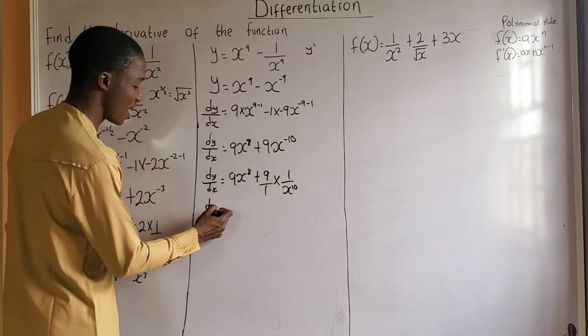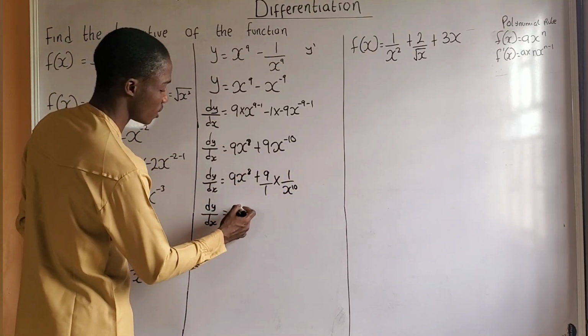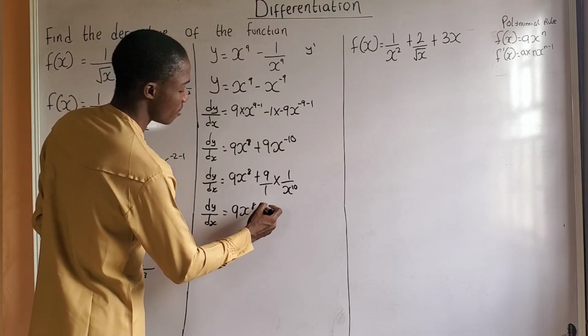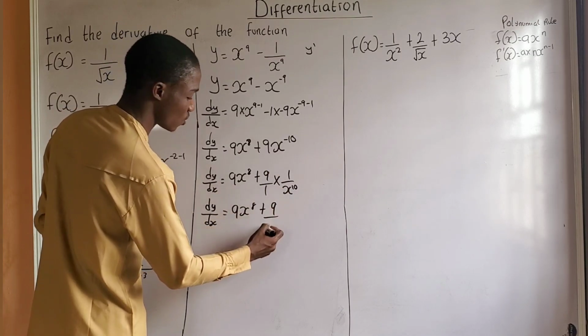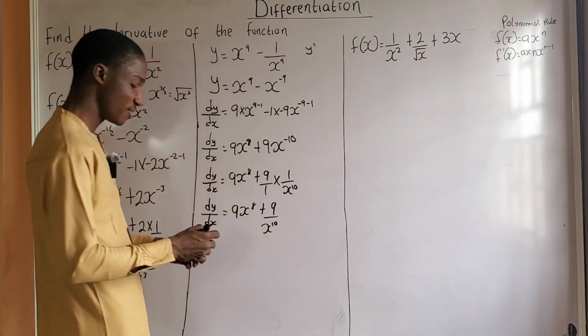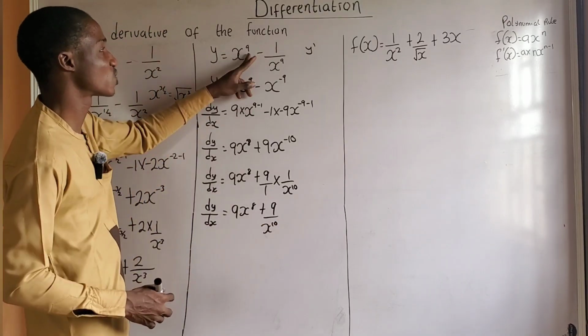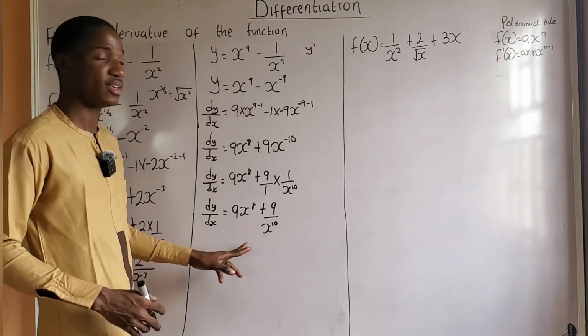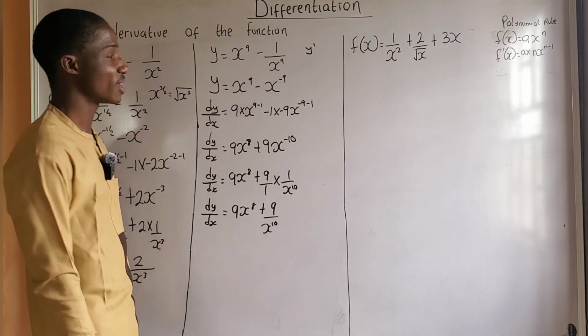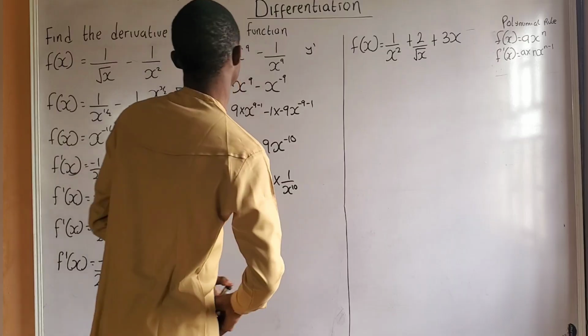Okay, so y all over x is equal to 9x raised to the power of 8 plus 9 times 1 is what? 9. 1 times x to the power of 10, that is what? x to the power of 10. So the derivative of the function y equals x to the power of 9 minus 1 all over x to the power of 9 is this. Do you get it? Okay, let us proceed to the next question.